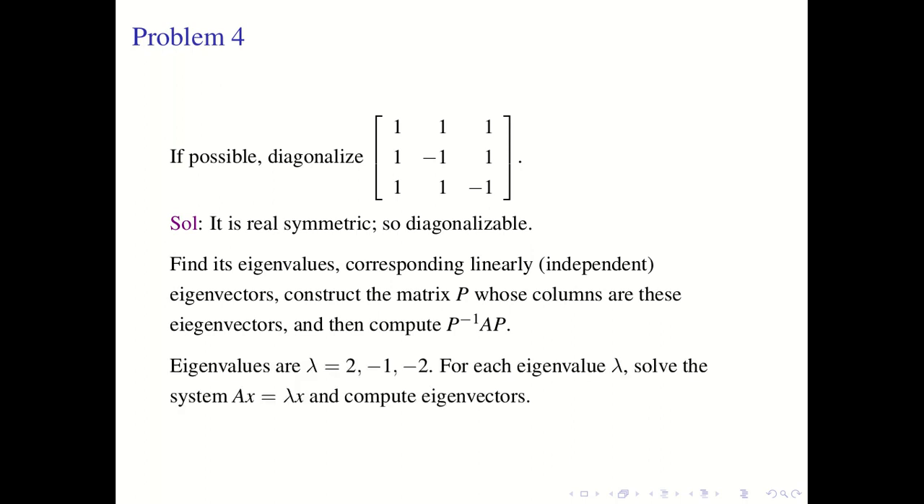So in this case the eigenvalues are lambda equal to 2, -1 and 2. For each lambda, solve the system Ax equal to lambda x and compute the eigenvectors. So here again this is a real symmetric matrix. Try to get an orthogonal matrix P such that P inverse AP is diagonal.